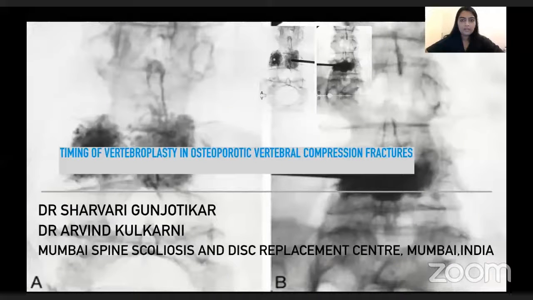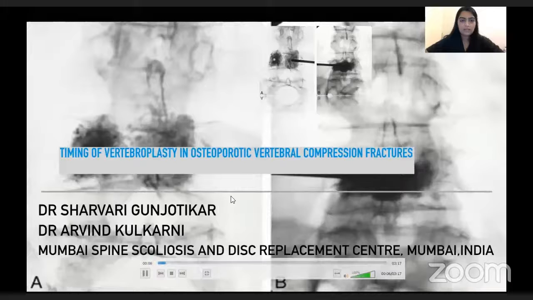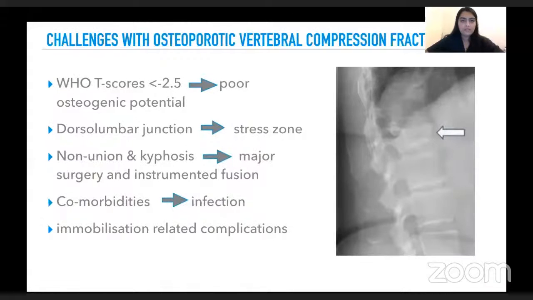Hello everyone, my name is Dr. Sharvari. My topic for today is timing of vertebroplasty in osteoporotic vertebral compression fractures. While treating these fractures, we're faced with a number of challenges. These patients often have a very poor osteogenic potential. The dorsal-lumbar junction is a high-stress zone. There are high chances of non-union and kyphosis. This may require major surgery and instrumented fusion later.